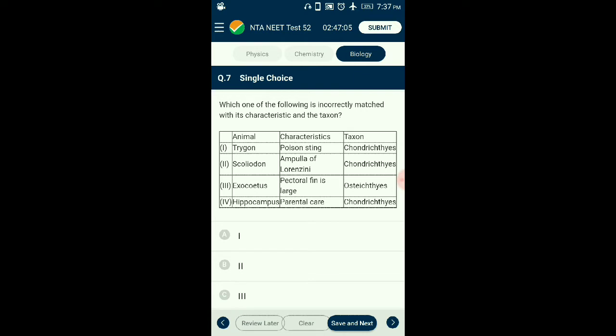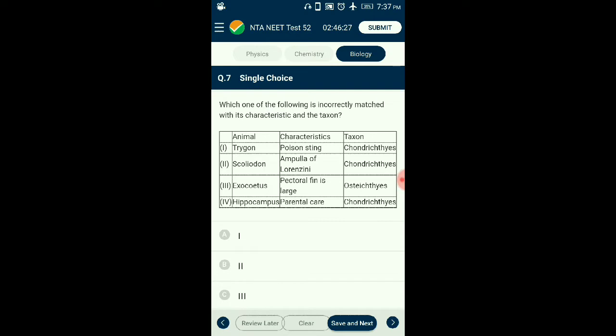Scoliodon possesses special electroreceptors known as ampulla of Lorenzini. They both are poikilothermous animals with a two-chambered heart. Exocoetus and Hippocampus also belong to the phylum Chordata, subphylum Vertebrata, superclass Pisces, but the class Osteichthyes.